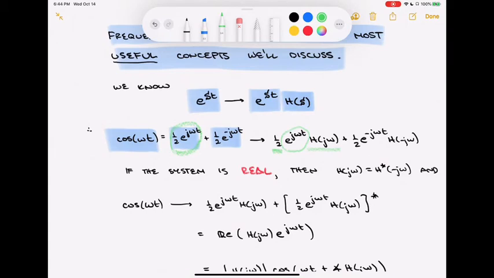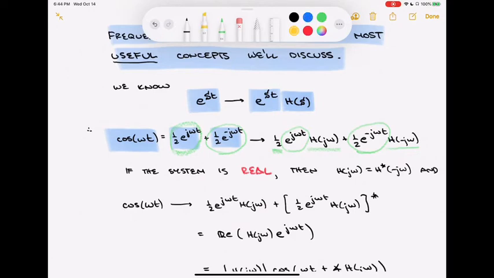I do the same thing for the second term. One half e to the minus j omega t comes out as one half e to the minus j omega t, modified by that complex constant of the frequency that was put in, so H of minus j omega in this case. Okay, we could probably clean this up a bit, and so we will do that.